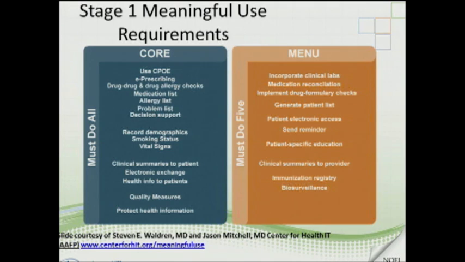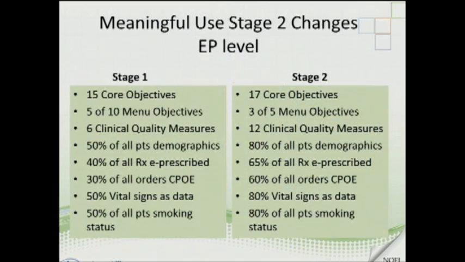So these were the core: on the left side, the blue column is all the things you absolutely had to do. And then the menu on the right side in orange are the things that you could pick 5 from. And you could pick any 5. You got to choose which 5 you picked based on your patient population, based on your practice and your demographic. But once you picked them, you had to stick to them and stay with them.